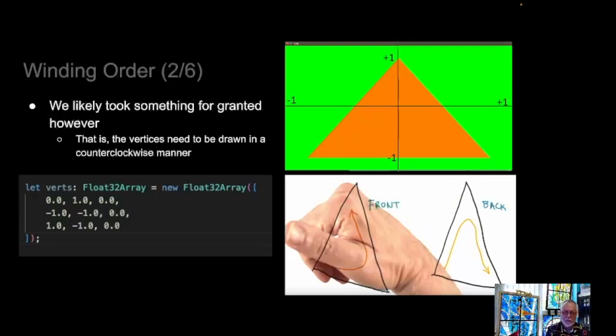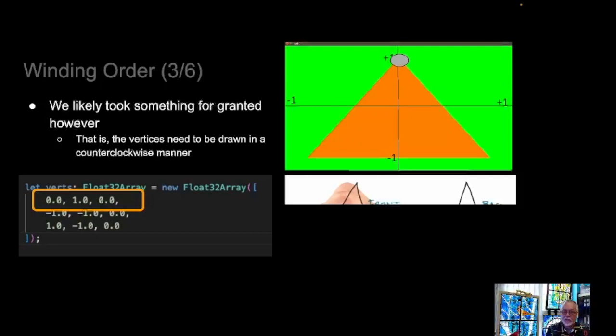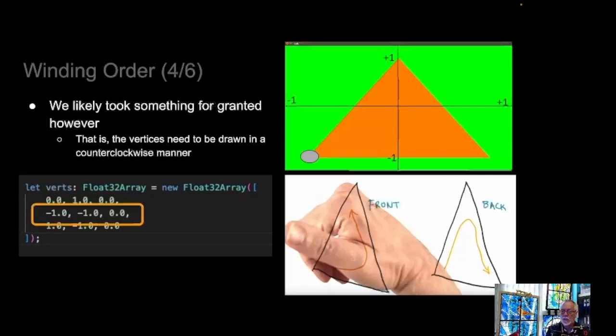And what do we mean by that? Well, if I have this array here, that's 0, 1. This is -1, -1, and this is 1, -1. So you see that we've gone in a counterclockwise direction around this array. It doesn't matter which vertex you start with, as long as you go counterclockwise in each order.